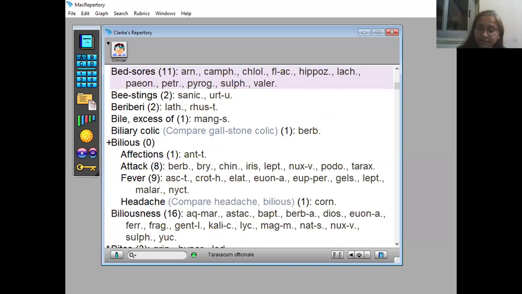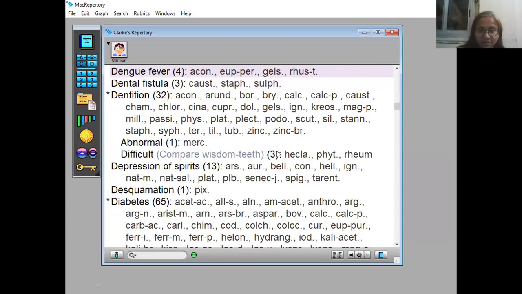Bed sores, 11 remedies for bed sores. And very surprisingly, it has remedies like Hyoscyamus, Valeriana, Fluoric acid. Then dengue fever. If you don't have any characteristic symptom in dengue fever, and if you have only a few common ones like there is a positive test of dengue antigen, or there is only body ache or some weakness and fever, you can think about these 4 remedies and just prescribe whatever goes with your case.